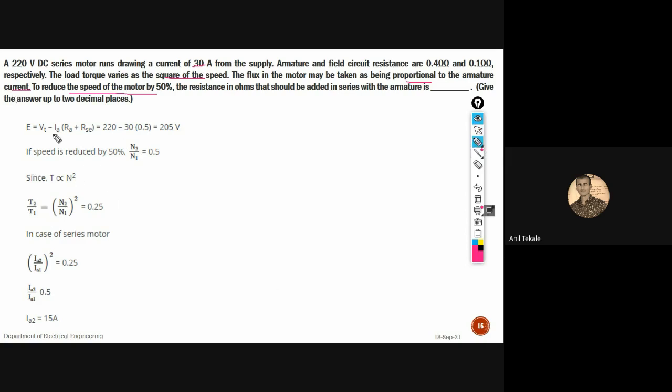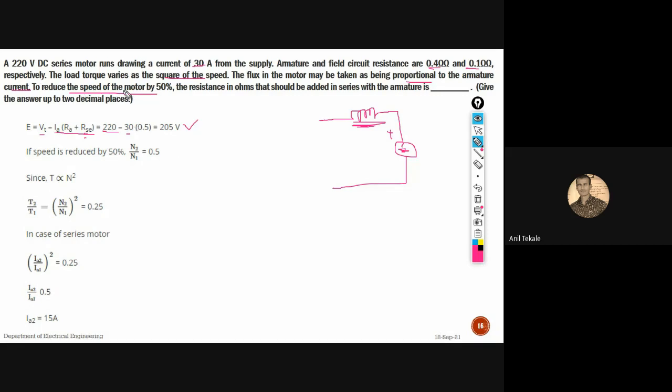So first of all, you see the circuit. The circuit will be like that way, right? So this is the circuit. Whatever this resistance is and whatever the RA, both will get added. So for that, V minus IA into bracket RA plus R series. So 220 minus 30 into bracket 0.4 plus 0.1. So that time we will get E is equal to 205.